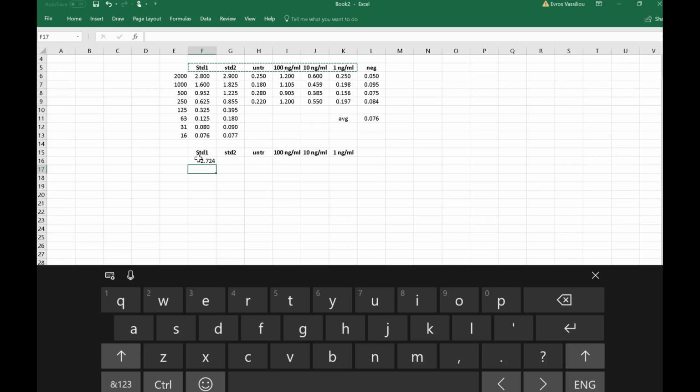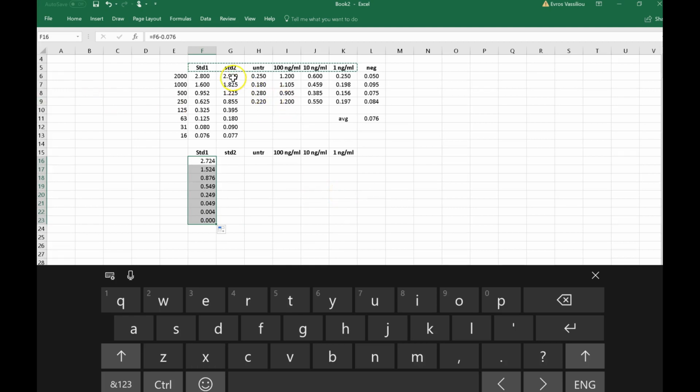Okay? Now, I don't want to do this for every single data point. So what do I do? I just pull it downwards. 2, 3, 4, 5, 6, 7, 8. Oh, nothing happened. Okay. Again. 2, 3, 4, 5, 6, 7, 8. See? It did it for me.